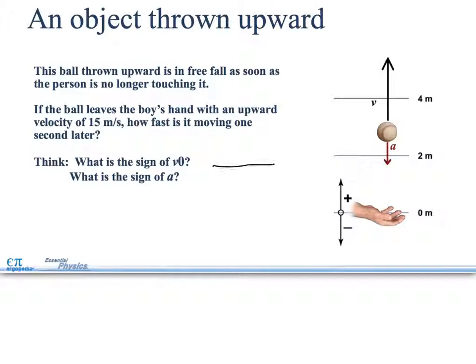What is the sign of V0? Is V0 positive or negative? What is the sign of A? Is it positive or negative?